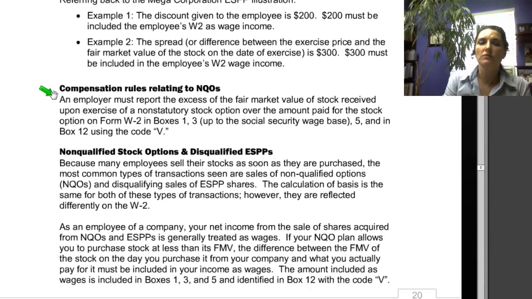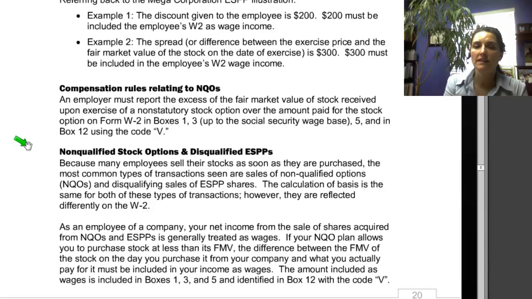Now let's look at the compensation rules relating to NQOs. NQOs have to do with incentive stock options. These are different than employee stock purchase plans. An employer must report the excess of the fair market value of stock received upon exercise of a non-statutory stock option over the amount paid for the stock option on Form W-2 in Boxes 1, 3, and 5, and in Box 12 using Code V.